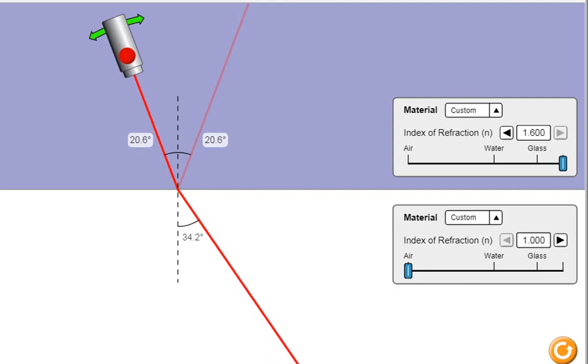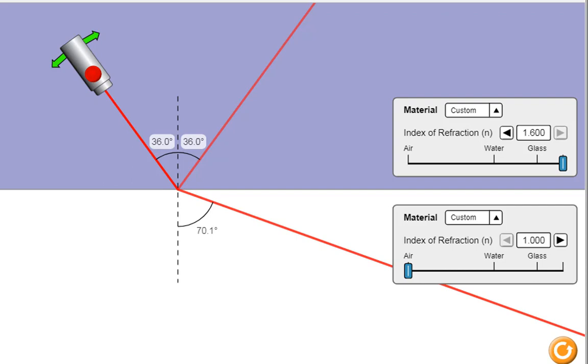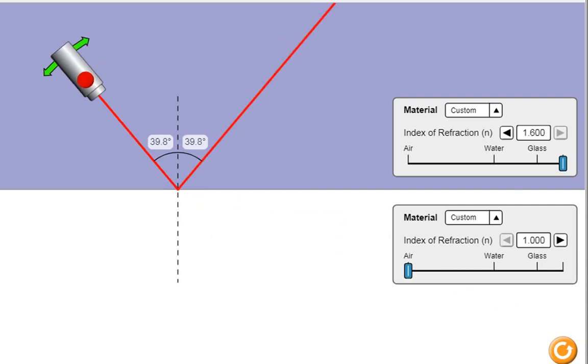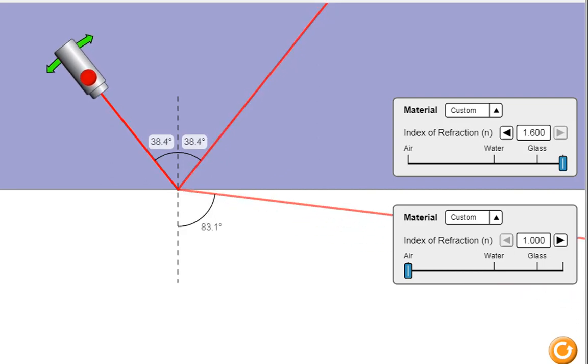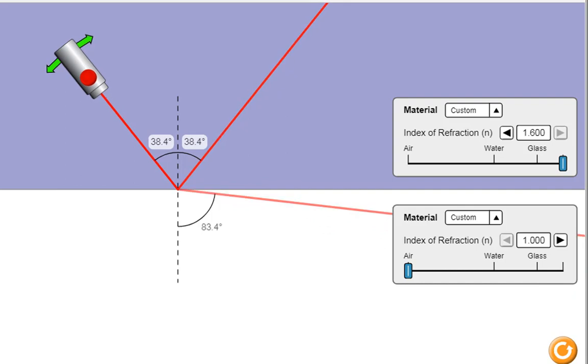So we increase the angle of incidence, and you can see that as we do so, the refracted ray is getting closer and closer to the boundary. And if we could get it, now I've gone over. If we could get the refracted ray exactly along the boundary at 90 degrees, then we would have the critical angle exactly. Now that's very difficult to do, so this is probably as close as we can get. 38,9 degrees.